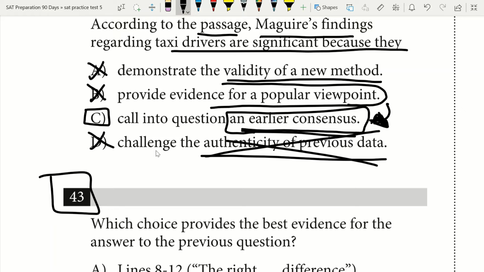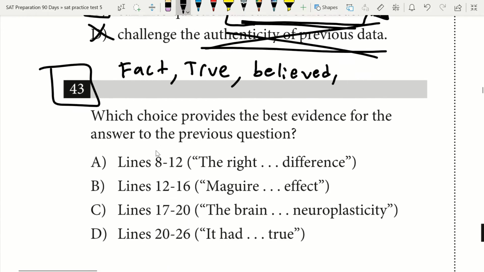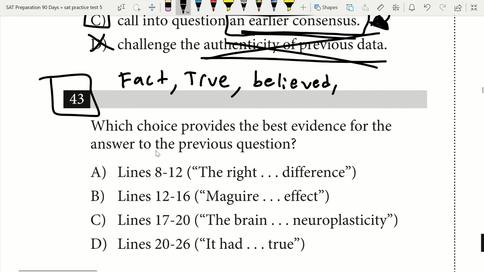So in this case, calling into question an earlier consensus, I'm going to look for something like believed or fact. Okay, these are going to be my keywords I'm going to look for to know where to start in these lines. A fact, something that's true, something that everyone believed. Okay, so those would be the keywords I'd be looking at if I didn't know where to start. So let's go ahead and take a look and see if we have any of those. I see I don't have believed and I don't have the word fact. But what I do see is I have true.